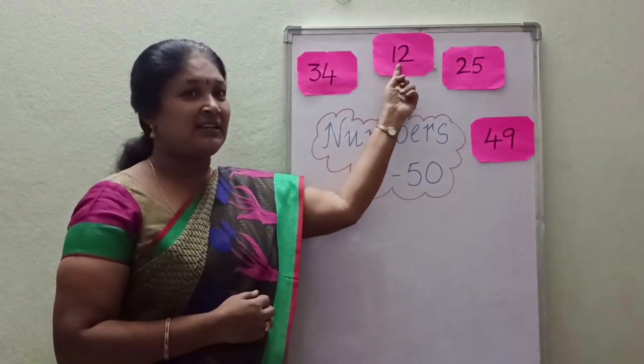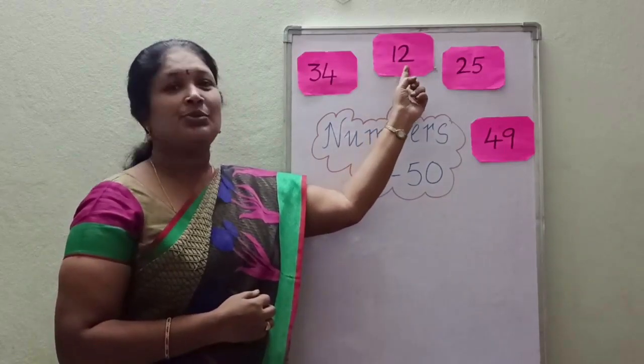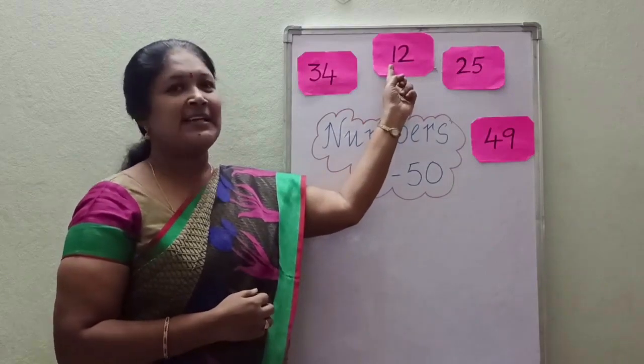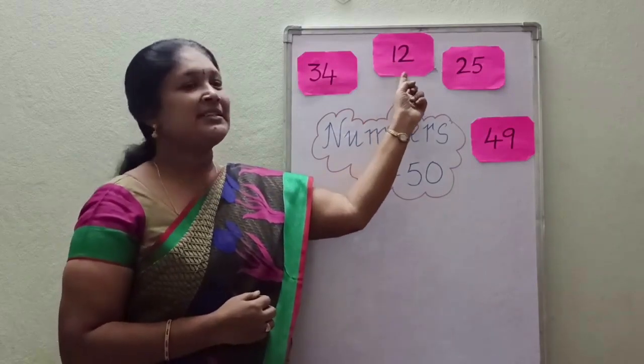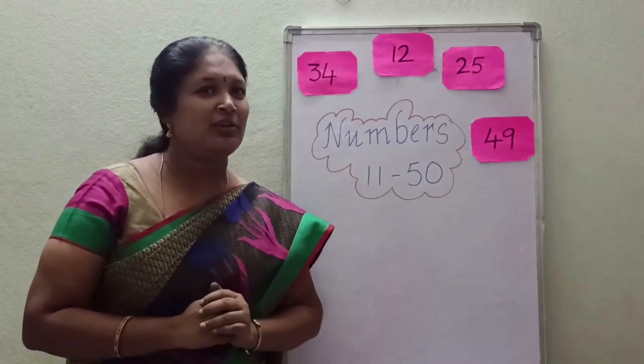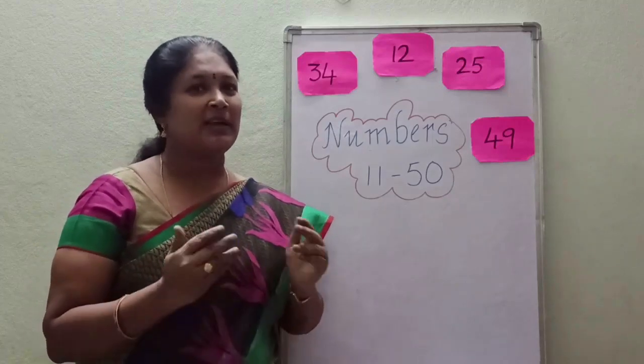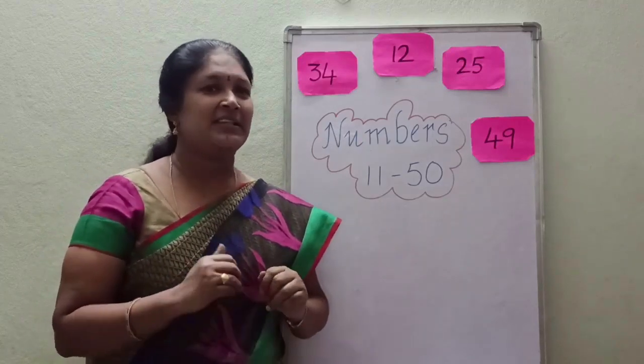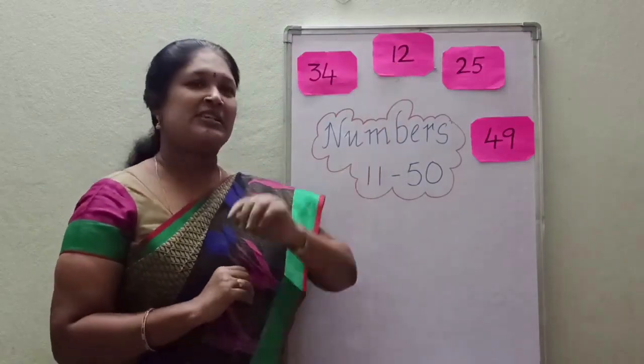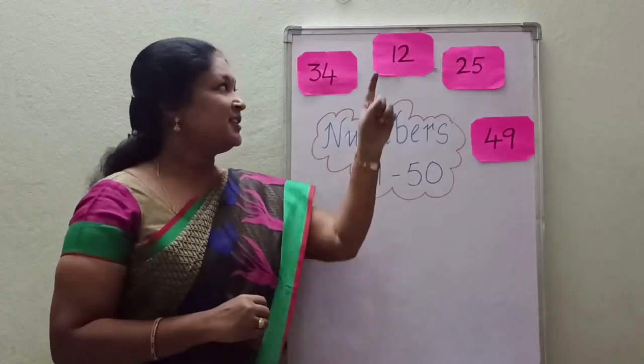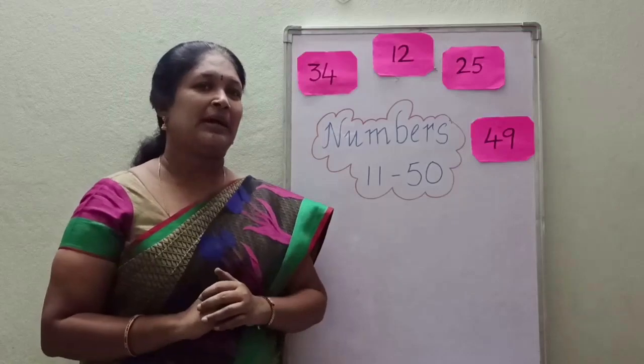And now identify this number. What is this number, children? 1 ten, 2 ones. That is 12. What is the spelling of 12? T-W-E-L-V-E, 12. 12, after which number will come? 13. 12, before which number will come? 11 will come.